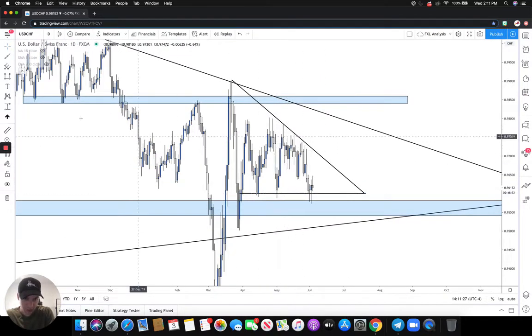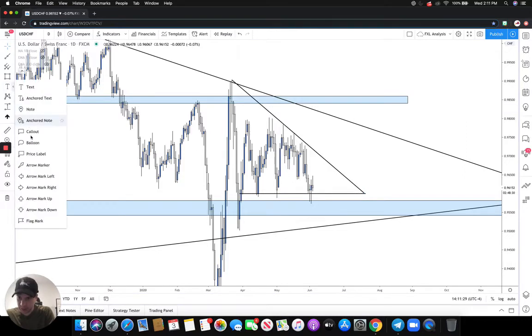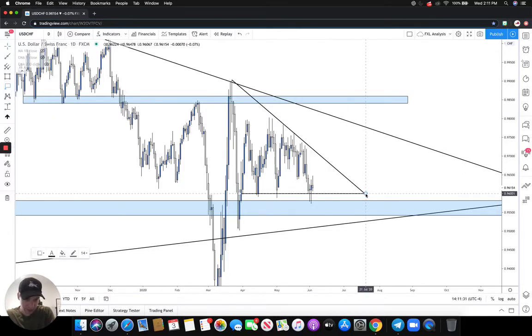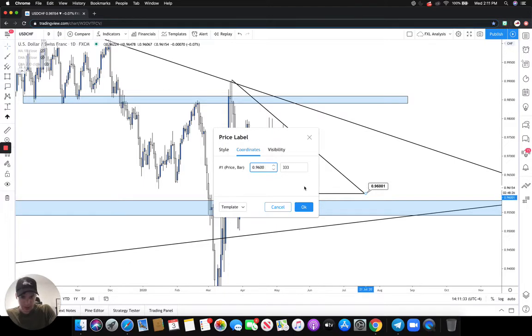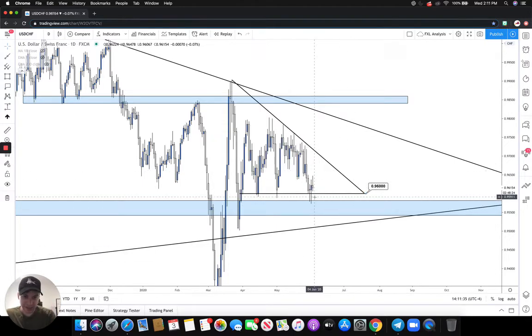So right here, I'm going to go ahead and put a price label. This level right here, 0.96, is of a lot of significance. This is an established level of support, as well as this major zone down here. This blue zone we just highlighted, the support zone. This all in here is pretty significant. So price action is just reacting.